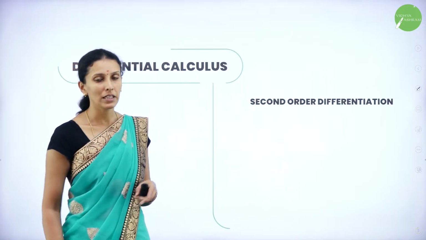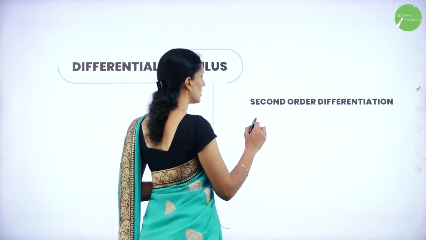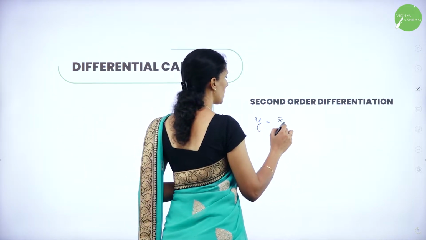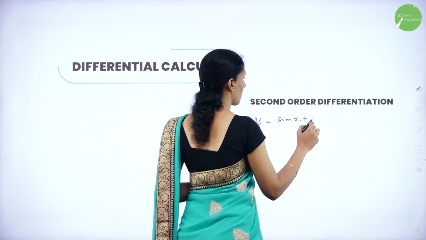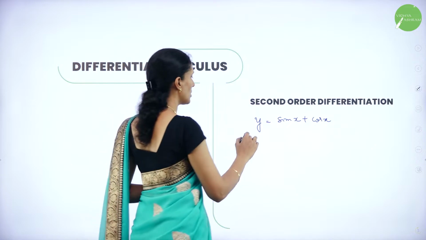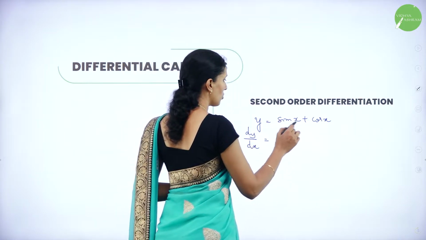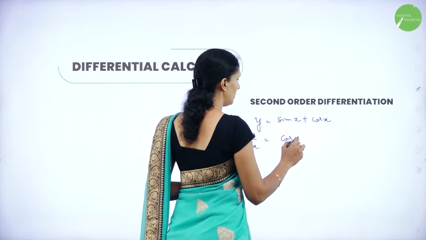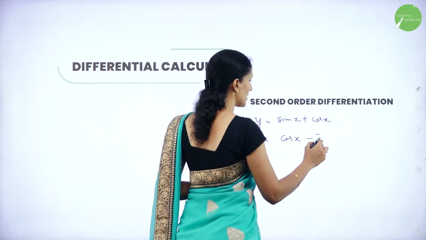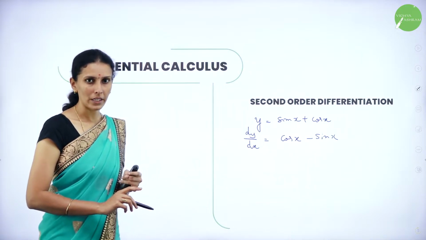Then what do you mean by this second order differentiation? Let me take, suppose, y is equal to sin x plus cos x. The derivative of this function is given by dy by dx. Derivative of sin x is cos x and derivative of cos x is minus sin x. So you have got the derivative dy by dx.